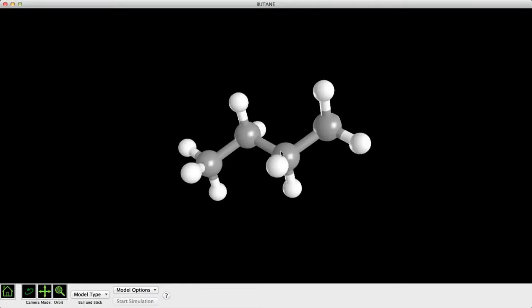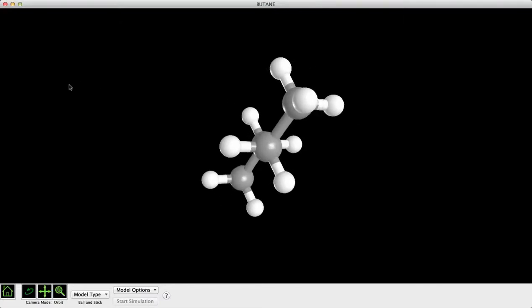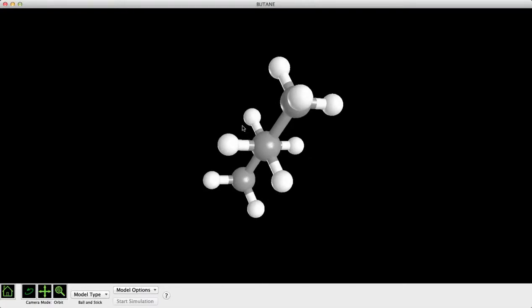So once again, by rotating and looking down the bond axis of the C2-C3 bond, I get the Newman projection of the lowest energy conformation for N-butane.